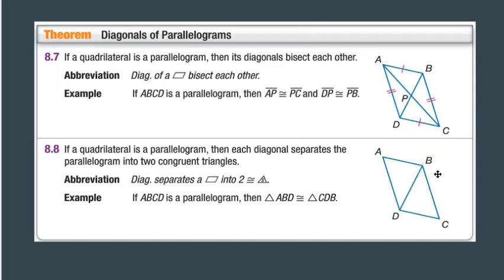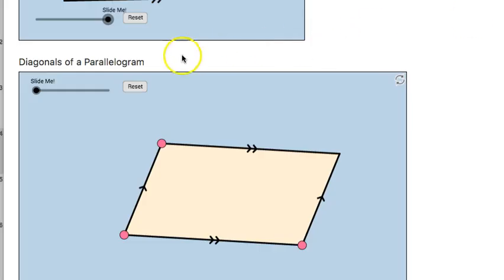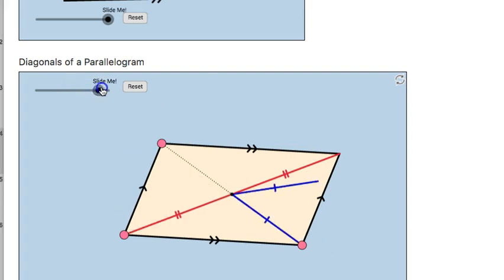So if a quadrilateral is a parallelogram, then the diagonals bisect each other. So let's show that as well. Okay, so here's our little parallelogram. And we want to show we have two diagonals here. And there we go. So as you see here, this line segment is congruent to this line segment. And this line segment is congruent to this line segment. But this line segment and this line segment are not congruent.